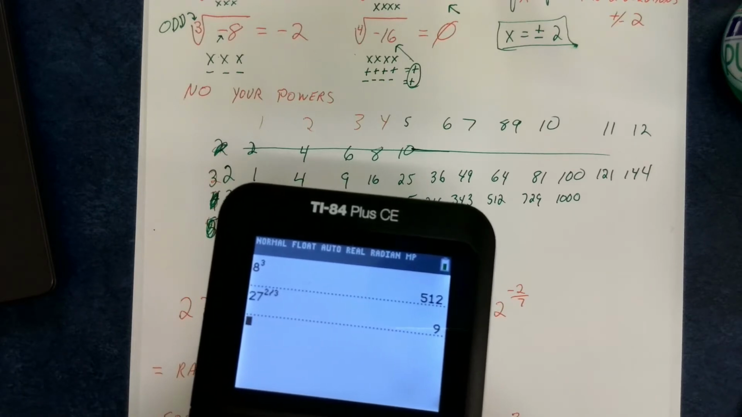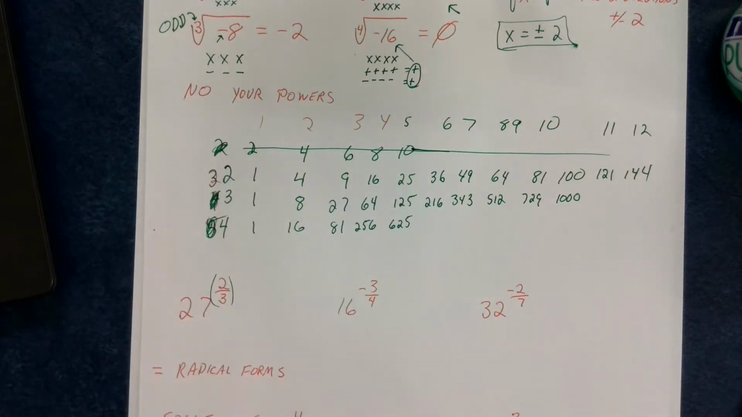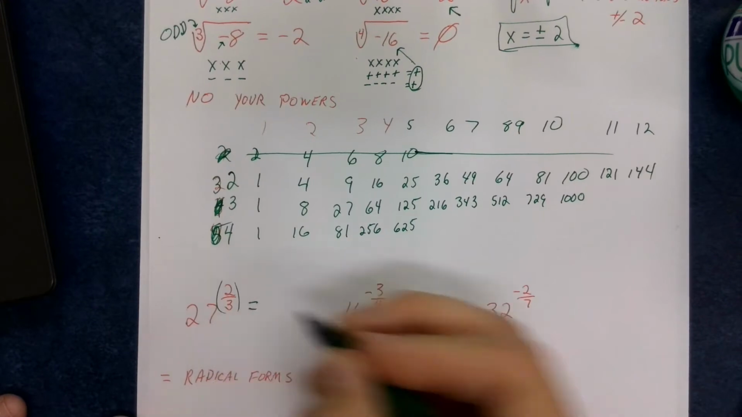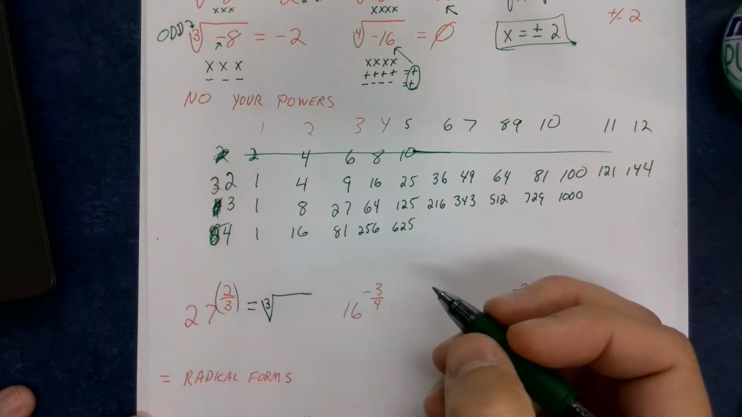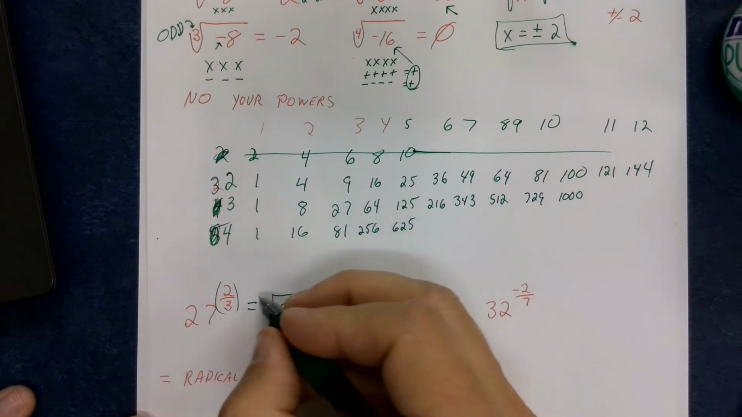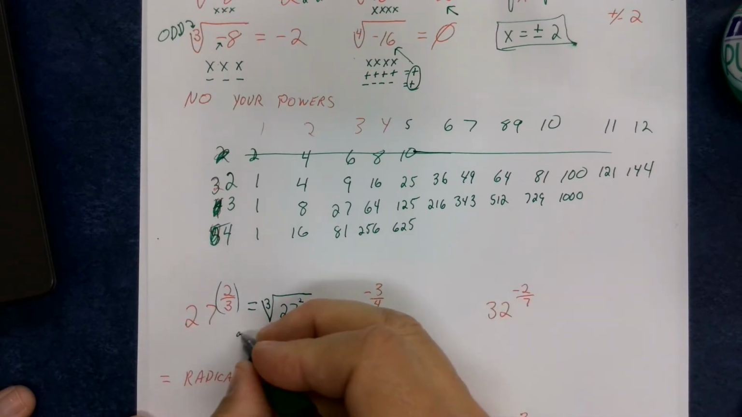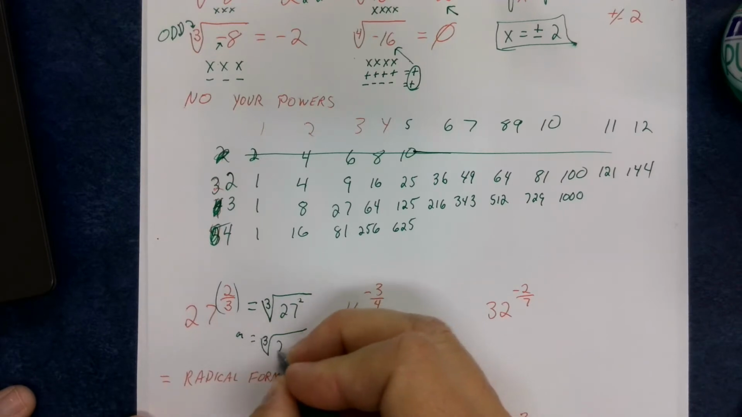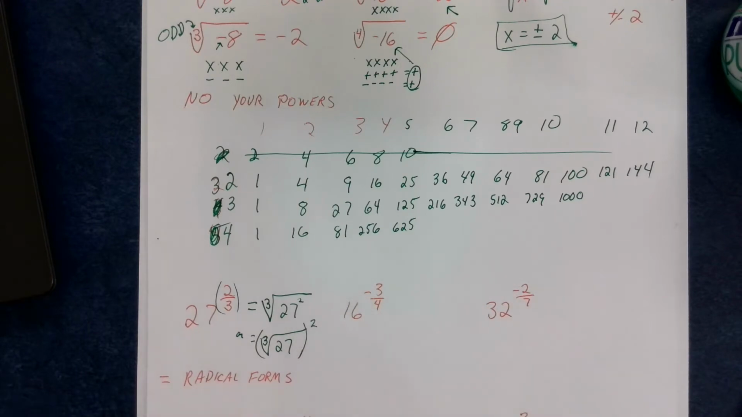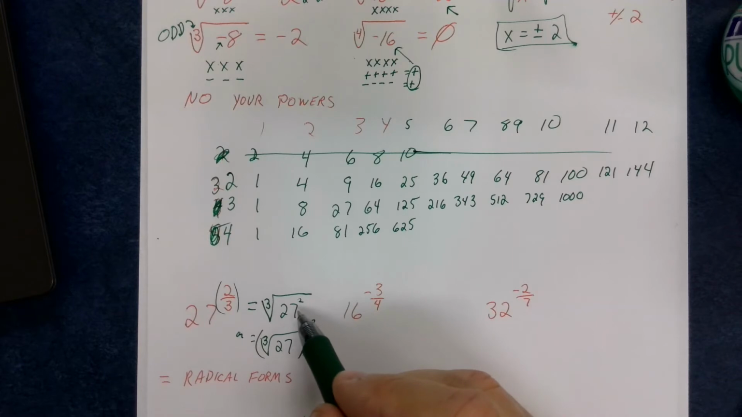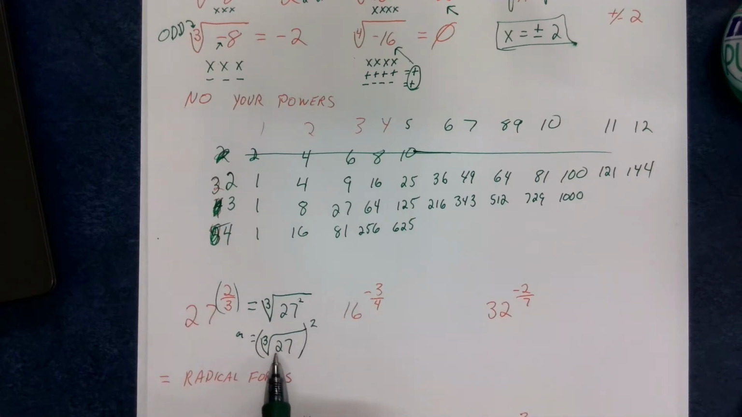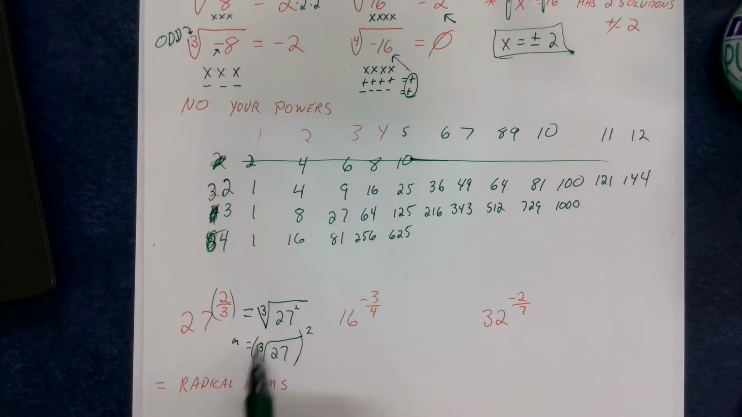But I want you to know why it's 9. So let's see if we can do this without the calculator. Basically, 27 to the 2/3 power, if I rewrite it, is the same thing as the cube root of 27, squared. Or I could do it like this. The cube root of 27, squared. So it doesn't necessarily matter which one I do first. But what I'm going to tell you is this. Do you know what 27 to the second power is off the top of your head? Go. No, I don't either. It's big. I don't want to do that. But if I do this one, I can cube root 27 first and then take whatever that answer is and square it.